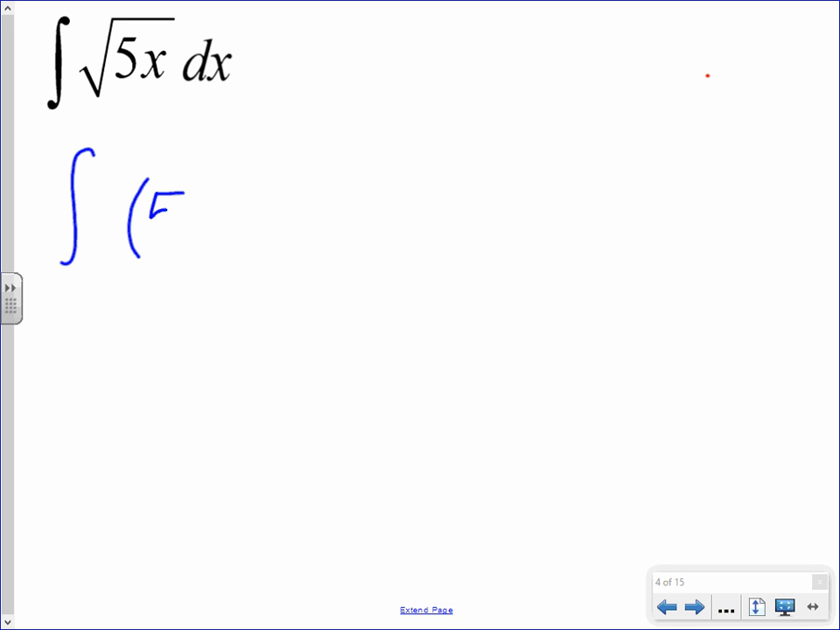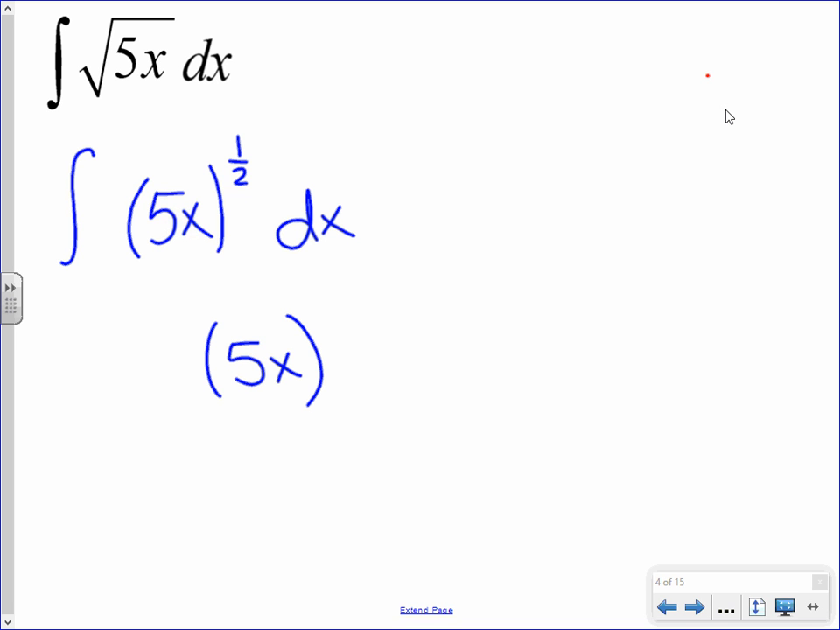Cole, are you saying the 5 is with the x taken to the 1/2? Is that what you were discussing? Yeah. Okay. So when we do the power rule here, we can take 5x, and what was our new power? If the power is 1/2, then the power is going to become 3/2. We then have to multiply by the reciprocal.